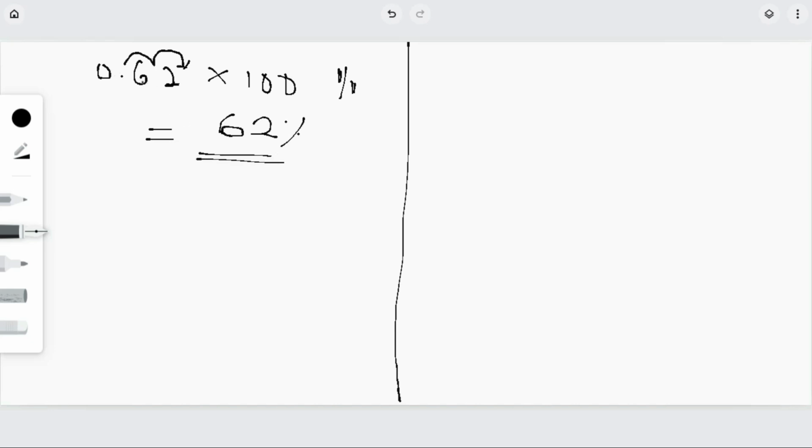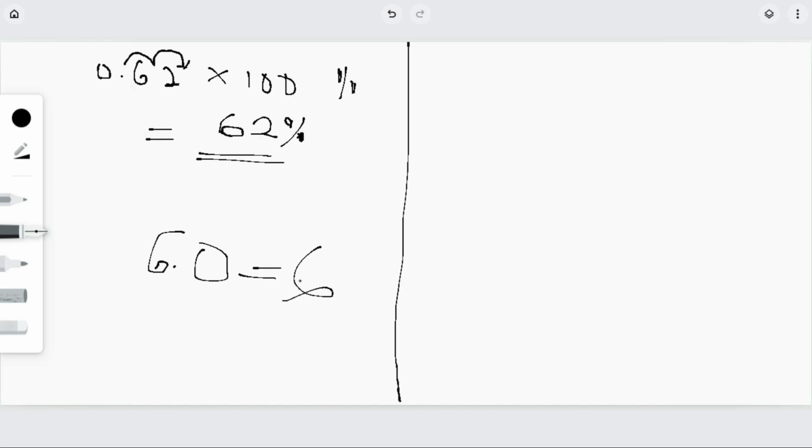So if you are changing 0.62 to percentage, just move the decimal point to the right, because you are multiplying by 100. So that will be 1, 2, and the decimal point will be here now. You remember what I told you earlier on, that 6.0 is the same thing as 6. You understand? So that makes it 62.0, which is 62, and we now add the percentage sign here. So that is it. That's how to change from decimal to percentage.